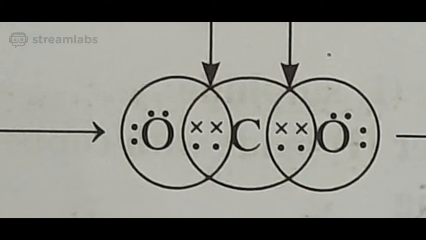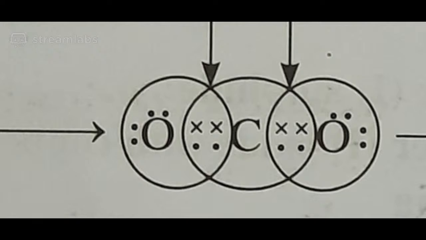Now the same thing you can observe here. Around the oxygen, 6 electrons were written. Around the carbon, 4 electrons were written. The dots represent the electrons.